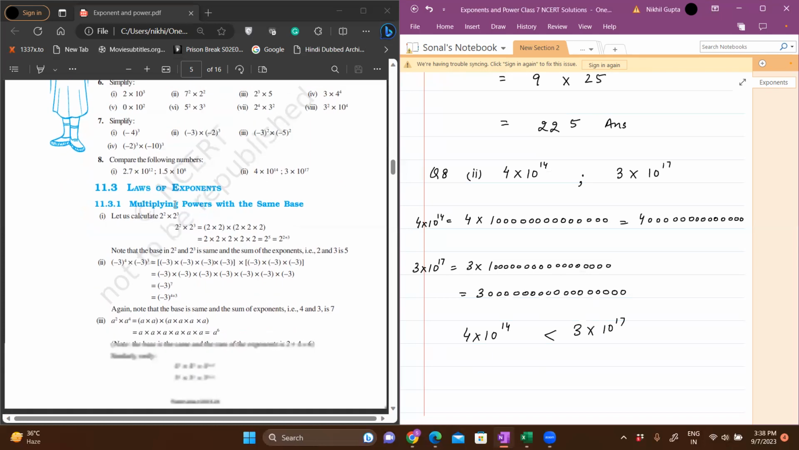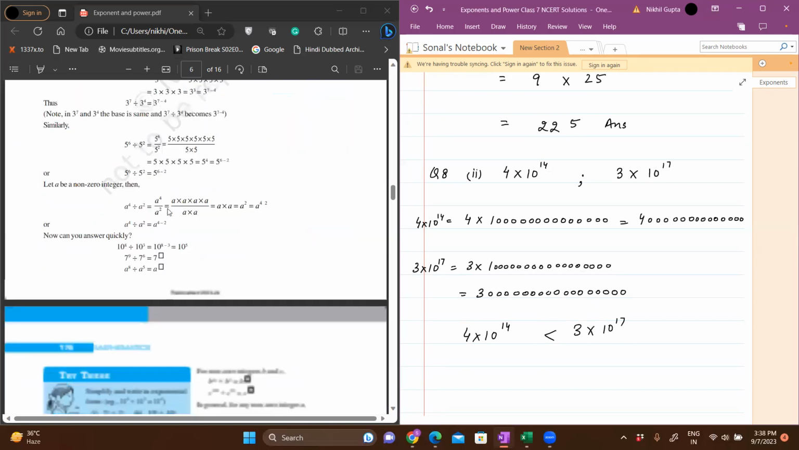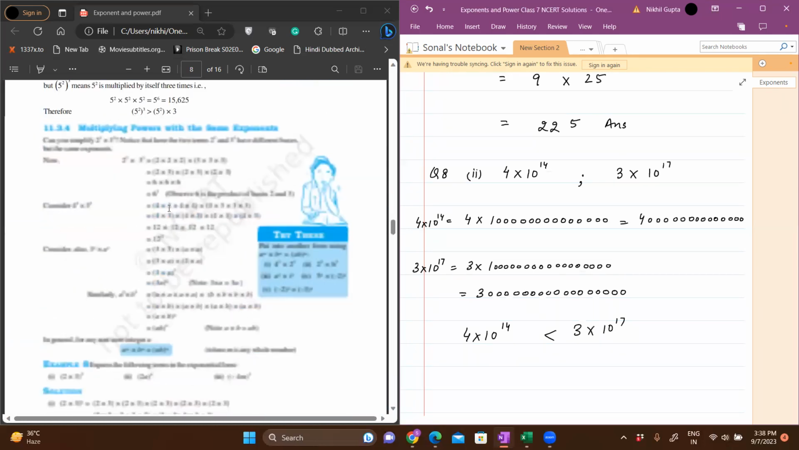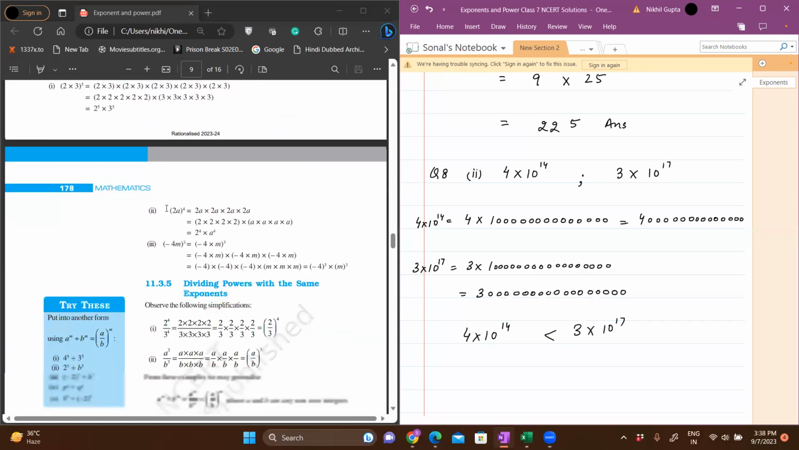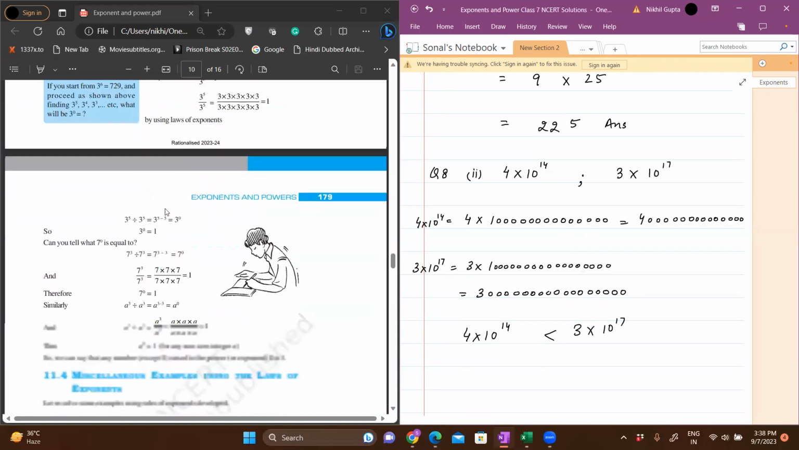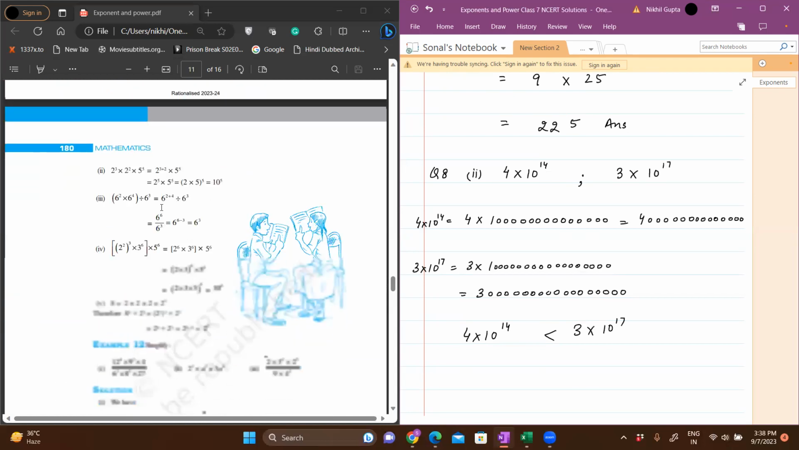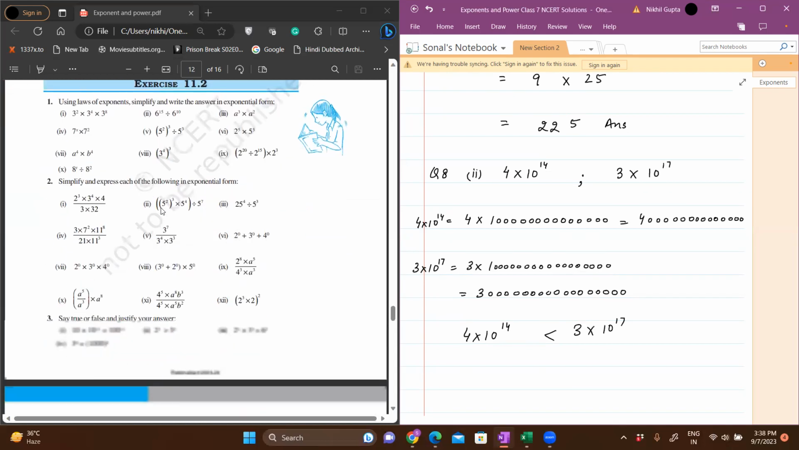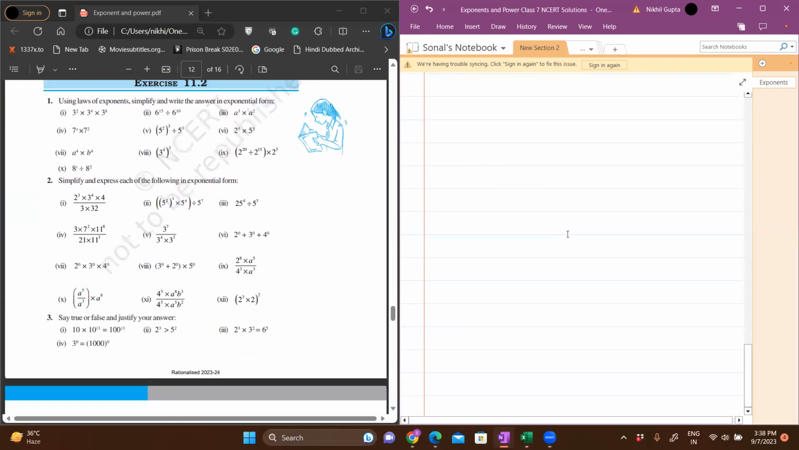Now let's move on to exercise 11.2, which is related to the laws of exponents. I hope the laws are very much clear to everyone, so we are directly moving forward to the questions only. Now I'm taking exercise 11.2 for the solutions. Now question 1 says, using laws of exponents, simplify and write the answer in exponential form. So I am taking the 9th part here.